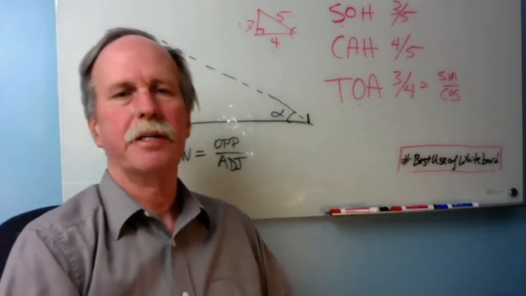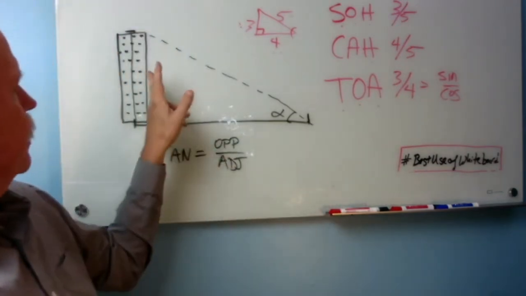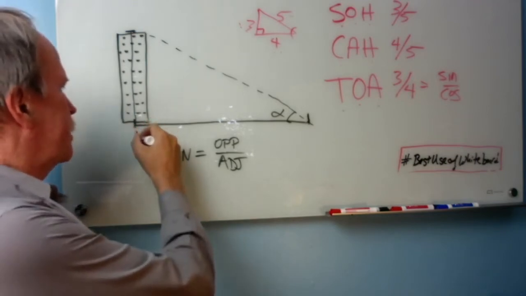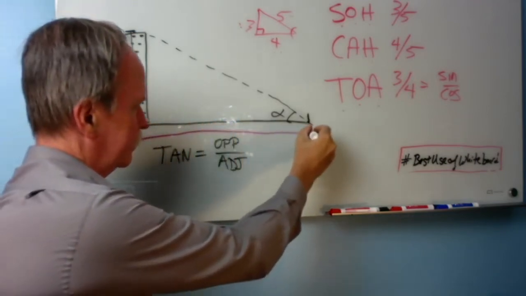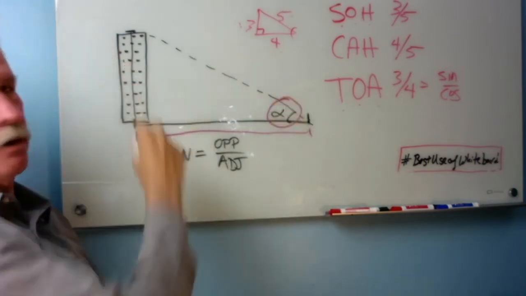Well, let's find a practical use of the tangent. Here it is. Say we want to find the height of this building. Now, say we know this distance right here, and we know this angle, but we don't know the height of the building.